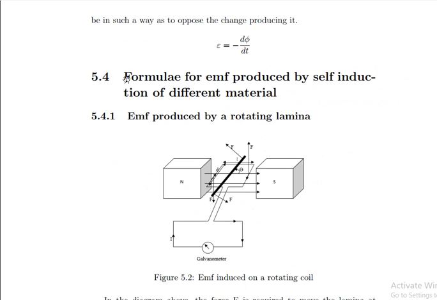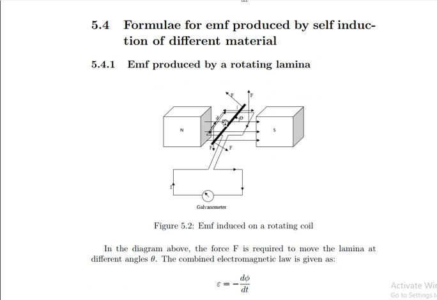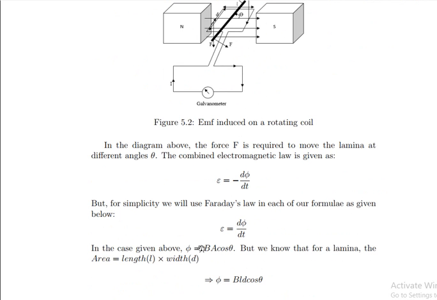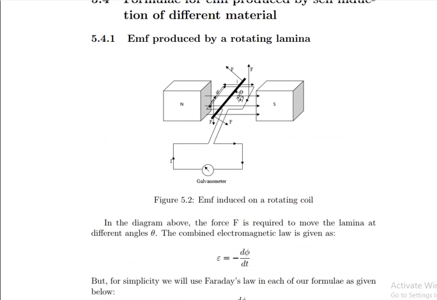Now there are different formulae for the different self-inductions of materials. First case, you have the EMF produced by a rotating lamina. So if you have a rotating lamina here, and this is the angle theta, since it's going to rotate every time, the magnetic flux phi here is going to be BA cos theta. The theta here is this angle here.